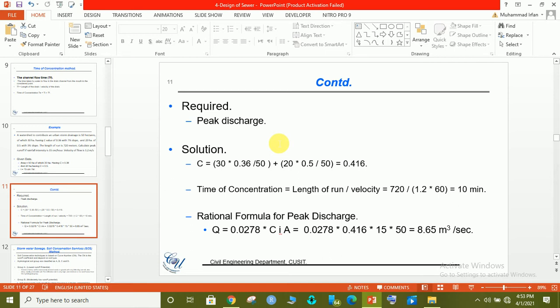So then use the rational formula, which is Q is equal to CIA. So you can see the Q is equal to 8.65 meter cube per second.